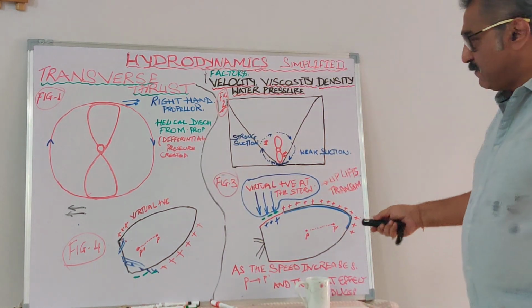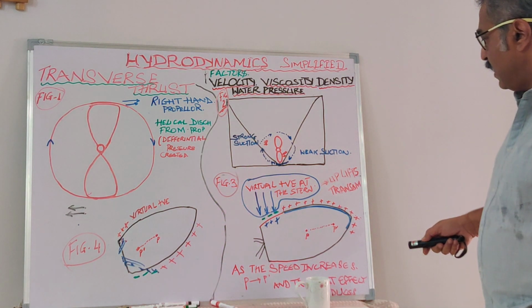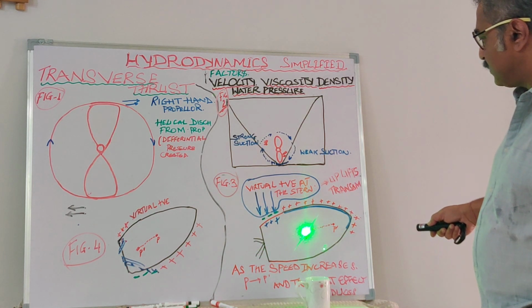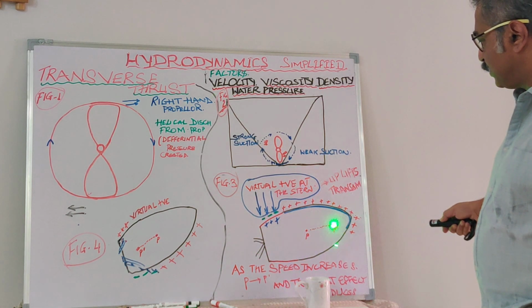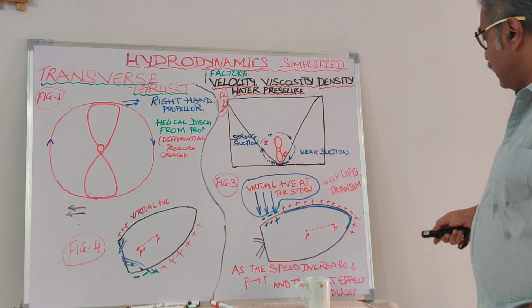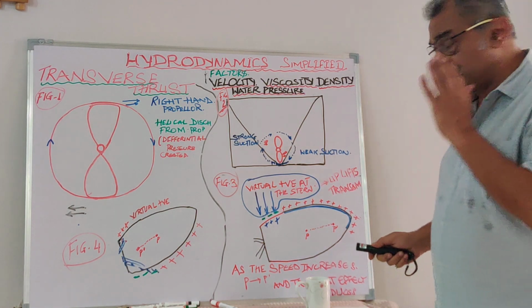I'll repeat myself before I go to the next one. As I've shown in figure number 3, as the speed increases, the pivot point goes from P, almost the center of the ship, to approximately 1/4 of the length from the bow, and the transverse thrust effect reduces as the speed increases.